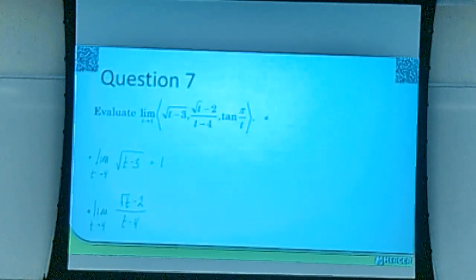Isn't t minus 4 a difference of two squares? Square root of t and 2. Doesn't t minus 4 then factor to root t plus 2 times root t minus 2? We're left with the limit as t approaches 4 of 1 over root t plus 2.